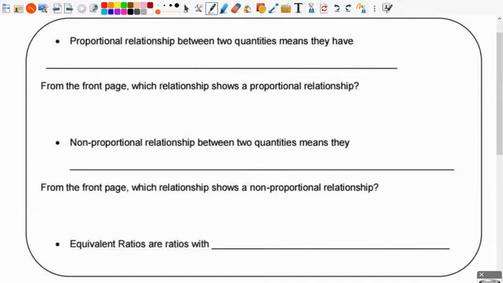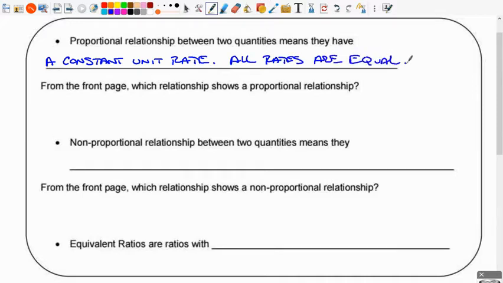So in our little box here, we're going to tell what it means for a relationship to be proportional and what it means for a relationship to be non-proportional. A proportional relationship between two quantities means that they have a constant unit rate. Okay, so what does that mean? Well, that means that all rates are equal.